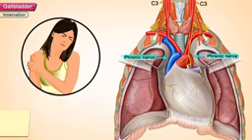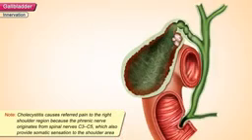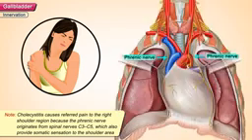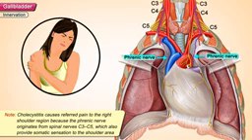Point to be noted here is that cholecystitis causes referred pain to the right shoulder region because the phrenic nerve originates from the spinal nerves C3 to C5, which also provide somatic sensation to the shoulder area.